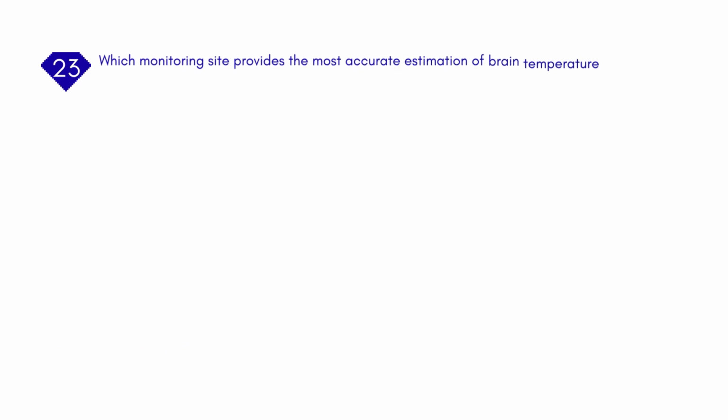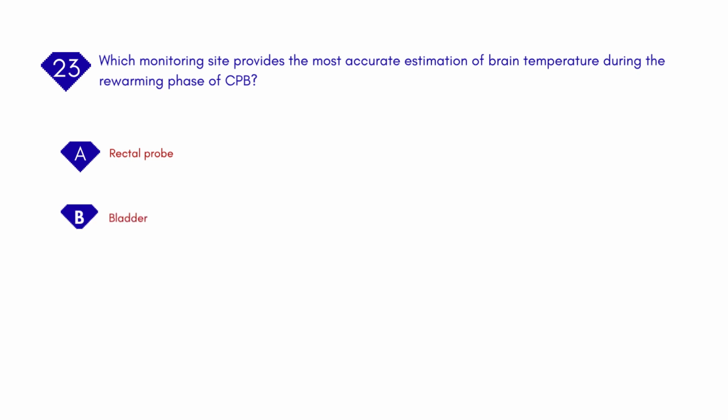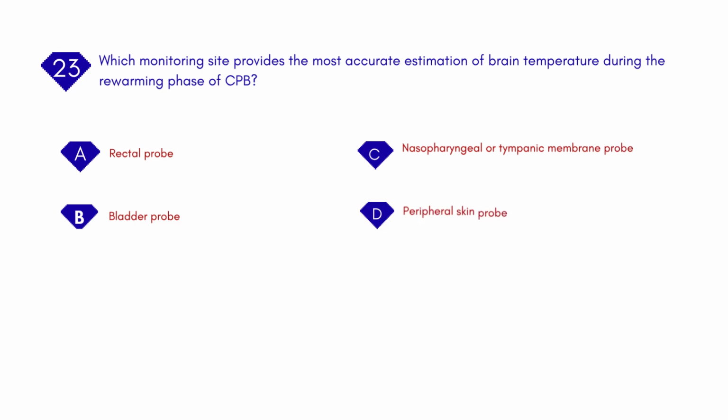Which monitoring site provides the most accurate estimation of brain temperature during the rewarming phase of CPB? A. Rectal probe. B. Bladder probe. C. Nasopharyngeal or tympanic membrane probe. D. Peripheral skin probe. Answer: C. Nasopharyngeal or tympanic membrane probe.